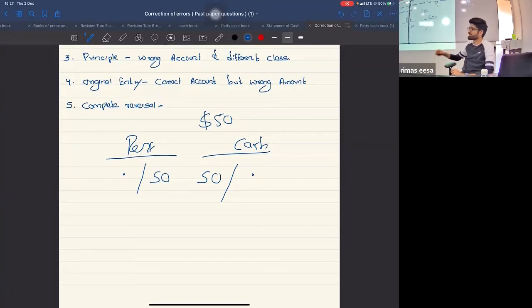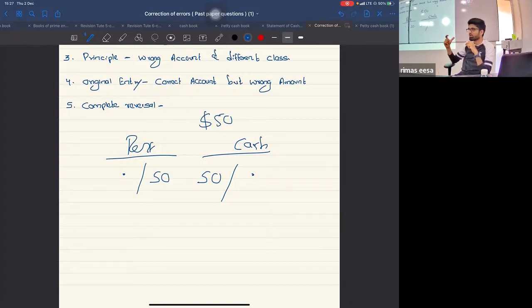Do you know what we mean by complete reversal? Complete reversal means you have entered in the correct account but on the wrong side. You entered in the rent account, you entered in the cash account, the correct accounts. But did you enter on the correct side? No, you entered on the wrong side. So remember, if you enter in the correct account but on the wrong side, that is what you mean by complete reversal.